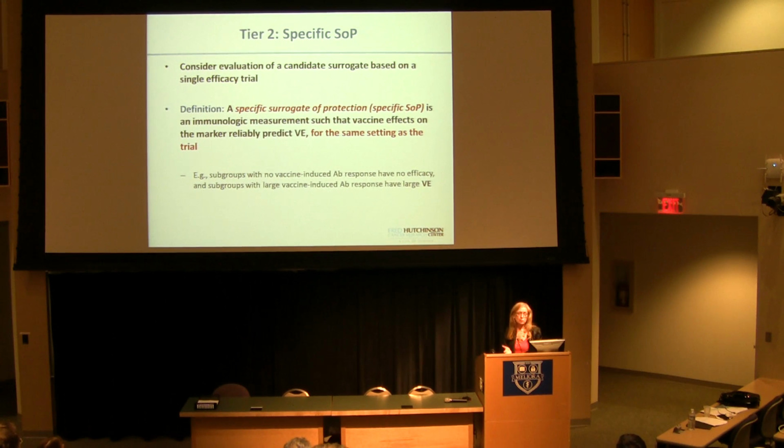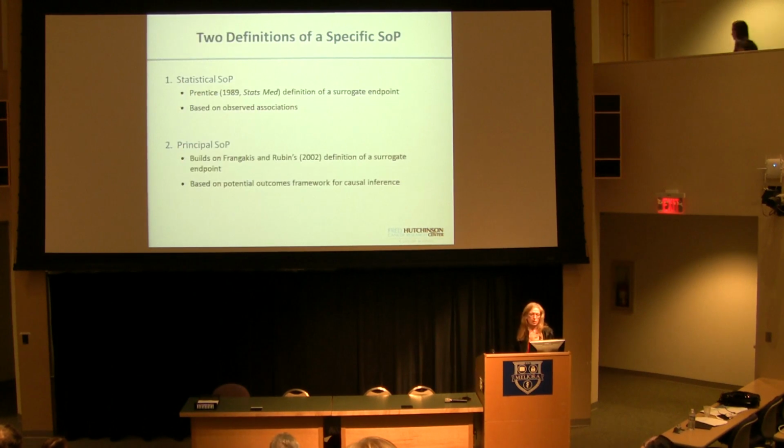So, for example, the subgroups with no vaccine-induced antibody response have no efficacy, and subgroups with large vaccine-induced antibody response have large vaccine efficacy. Now, already at this point, given how complicated some of the talks have been and the kind of complex immunological reactions that we've been looking at in networks, we could replace at some point the antibody response with a network or some other aspect of the immune response. For this talk, that's just what we're talking about.